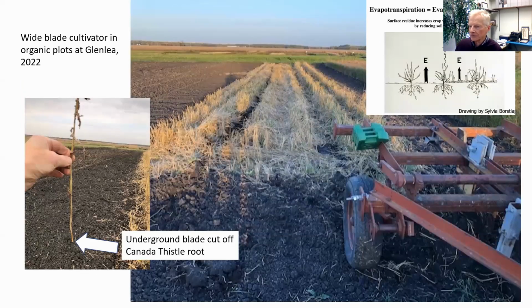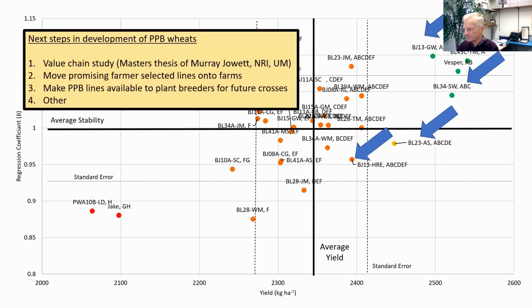Now, one of the other things we're doing in the long-term plots at Glenley is changing our management to improve soil health even more. So we've started going to a very minimal till system in the organic using the wide blade cultivator. Last fall was the first time we did this as the fall tillage to kill thistle. And so our organic system is evolving, and with that, I think the adaptability of our PPB lines will also evolve.